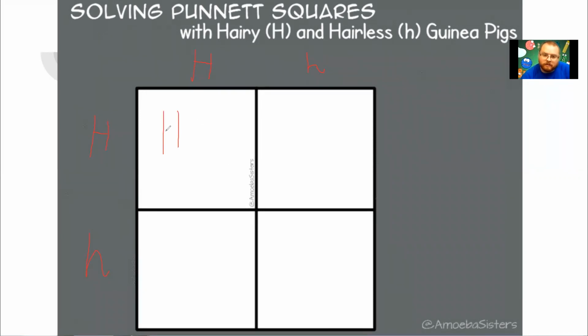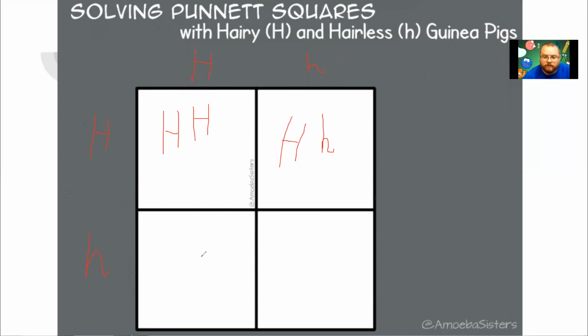do is plug it in. So we take the mom, which I normally put on the top. It doesn't really matter where you put it, but you take the top and the side and put them together. So this one would be homozygous dominant. Again, this is H, so since it's recessive, it's going to come second. Always put the dominant one first. Makes things easier. This is heterozygous dominant.